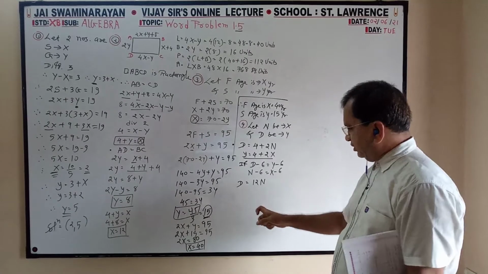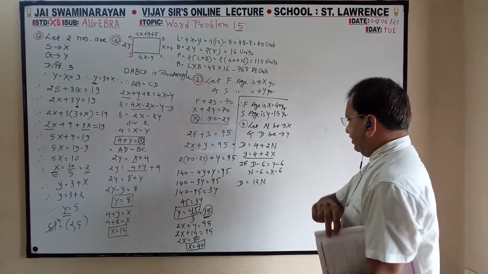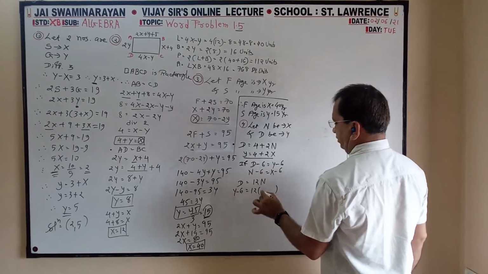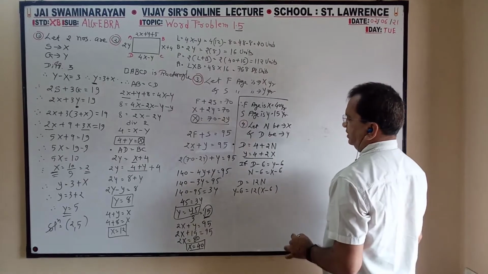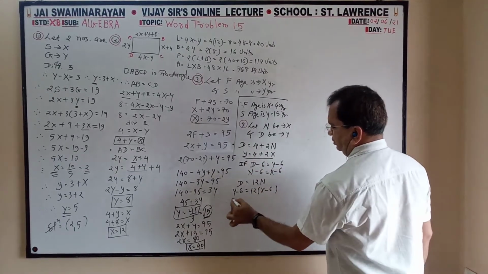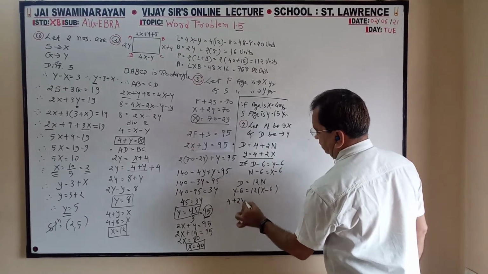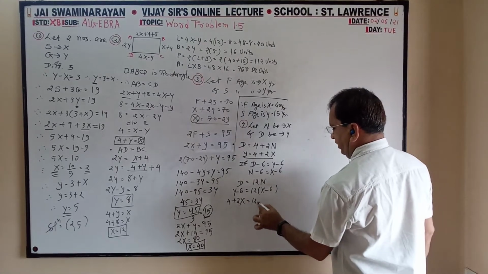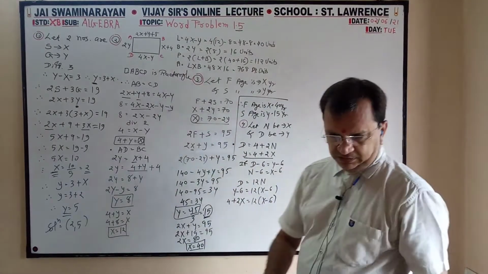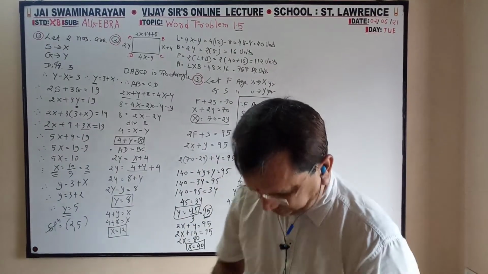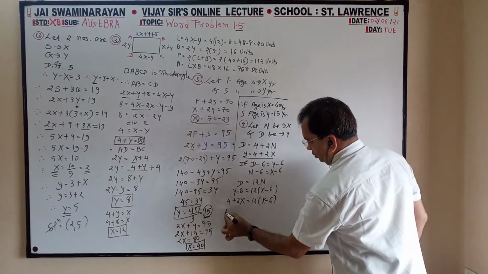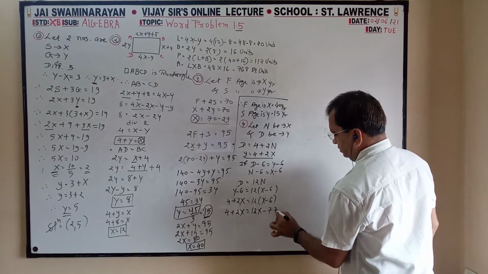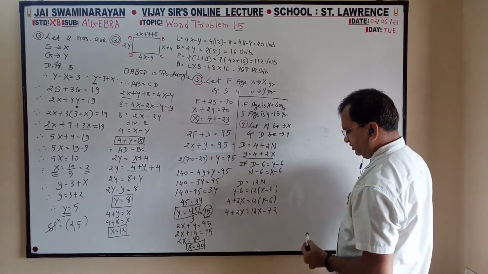Now new condition, denominator is equal to 12 times the numerator. So what is the new denominator? y minus 6. What is the new numerator? x minus 6. Now substitute y is equal to this, 4 plus 2x, is equal to 12 times x minus 6. So 4 plus 2x, 12x, 72. This comes this side.